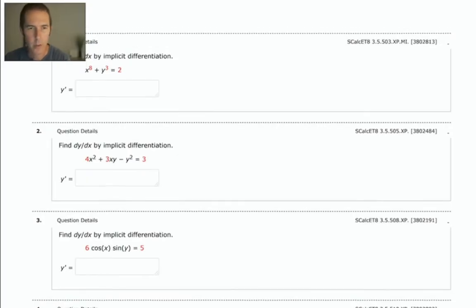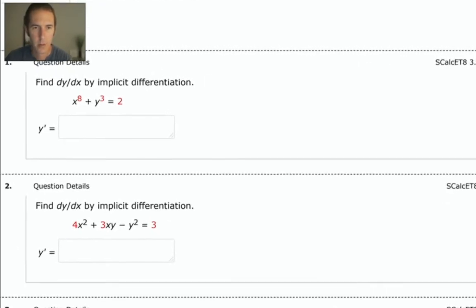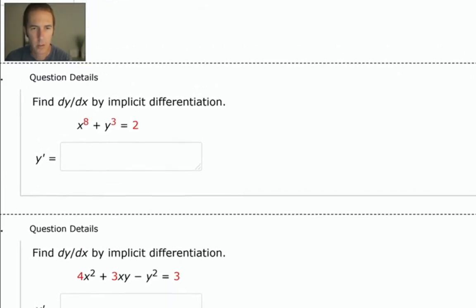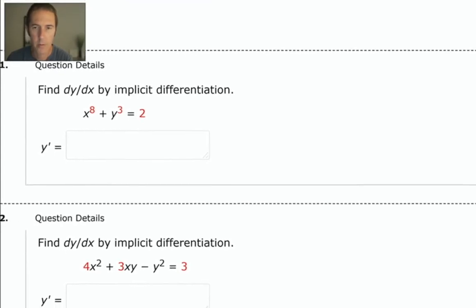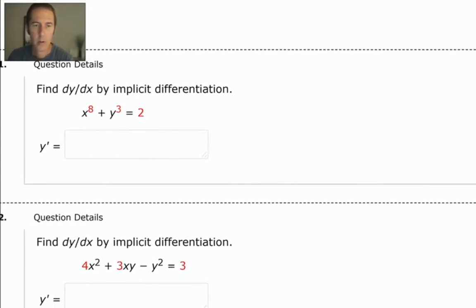All right, so here we are looking at a couple of additional example problems. Let's work some of these out. Our first task is to find dy dx by implicit differentiation given this equation. You could solve this for y, but I'm not real excited about taking the cube root of both sides, although you could do that. It would not be impossible.